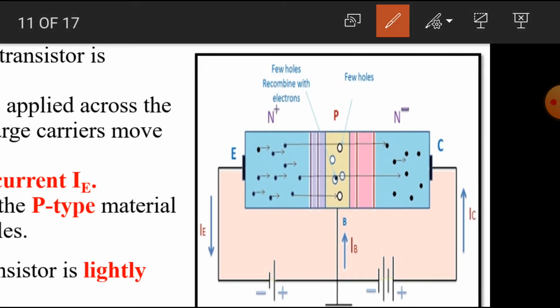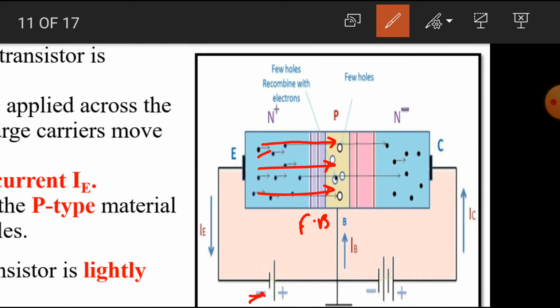Okay, this is the diagram, and in this diagram the emitter-base junction is forward biased. That means this junction is forward biased. Due to this forward bias, the negative terminal is connected to the n-type region. N-type has the majority of electrons. These electrons are repelled by this negative terminal and enter into the base.